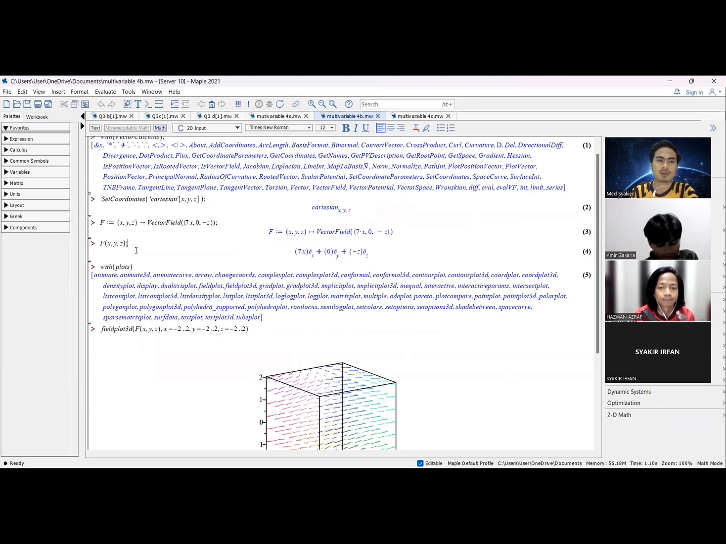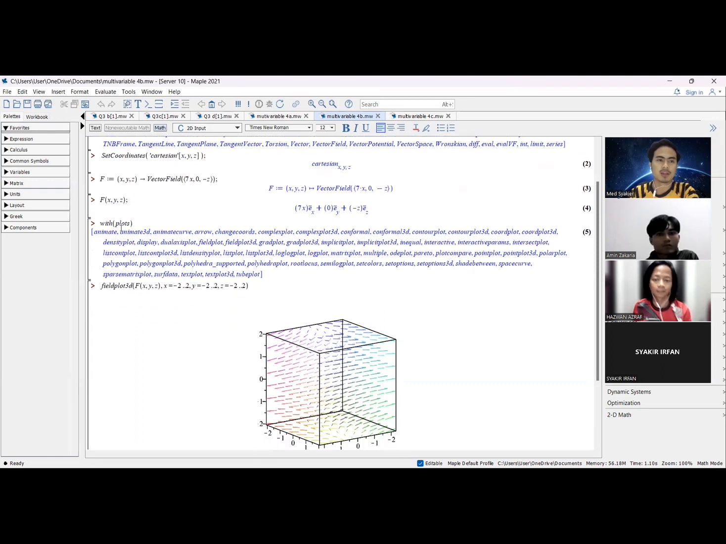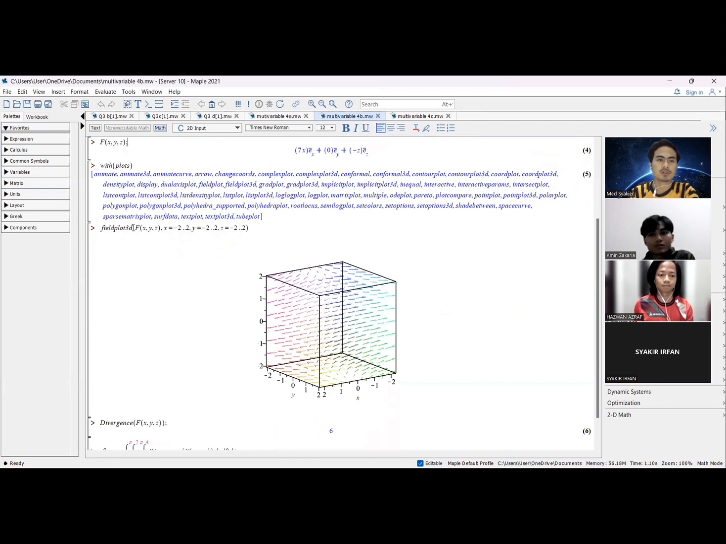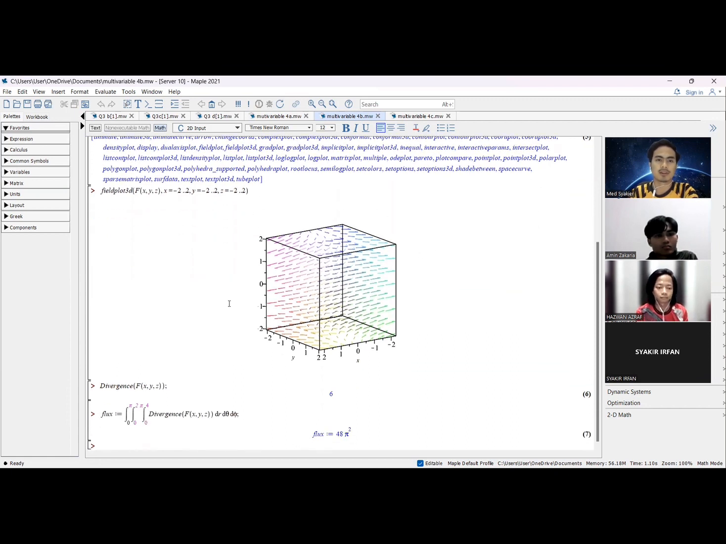Other than that, we have to put f(x, y, z), and then we get 7e_x plus 0 e_y plus negative z e_z, and then we have to put with (plots). So the equation is fieldplot3d f(x, y, z), x equal to -2..2, y equal to -2..2, z equal to -2..2, and then the graph will be like that, the shape of a cuboid.